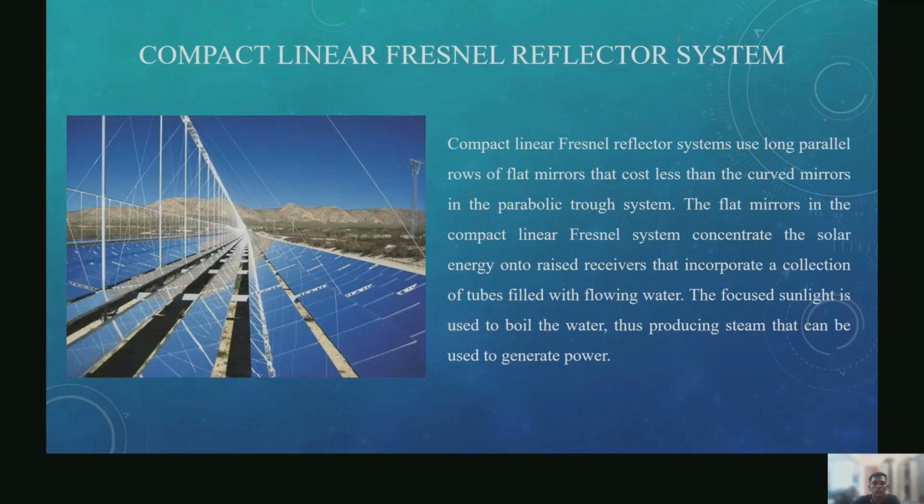The last one is the compact linear Fresnel reflector system. Compact linear Fresnel reflector systems use long parallel rows of flat mirrors that cost less than the curved mirrors in the parabolic trough system. The flat mirrors concentrate the solar energy onto receivers that incorporate a collection of tubes filled with flowing water. The focused sunlight is used to boil the water, thus producing steam that can be used to generate power.